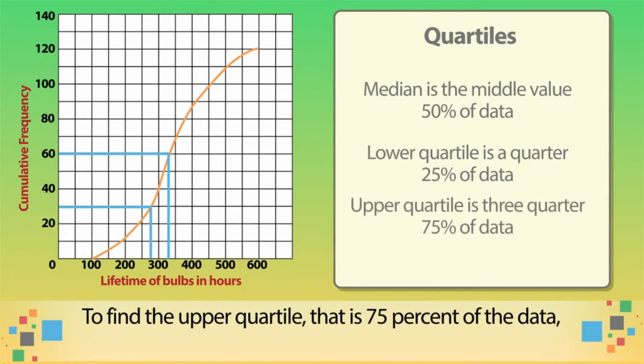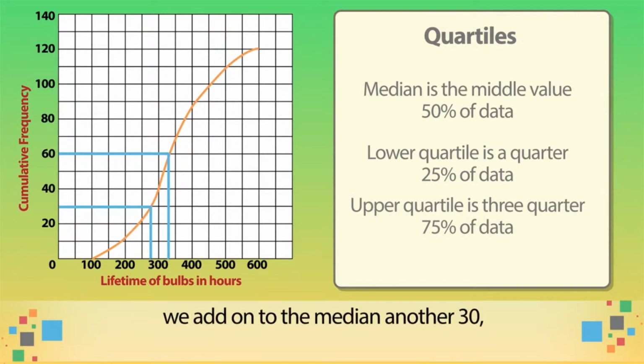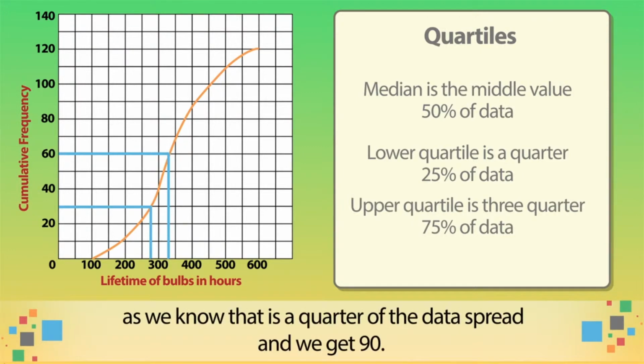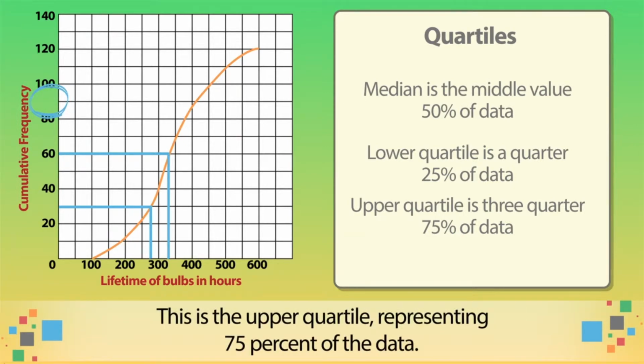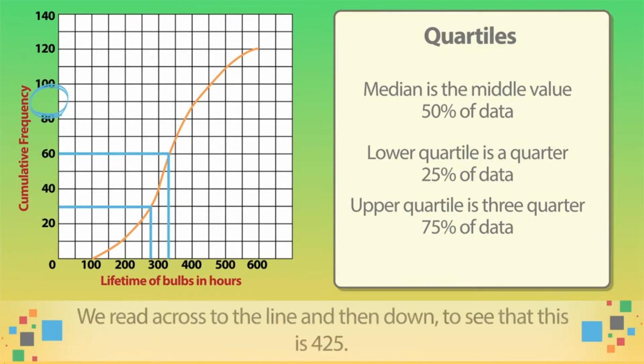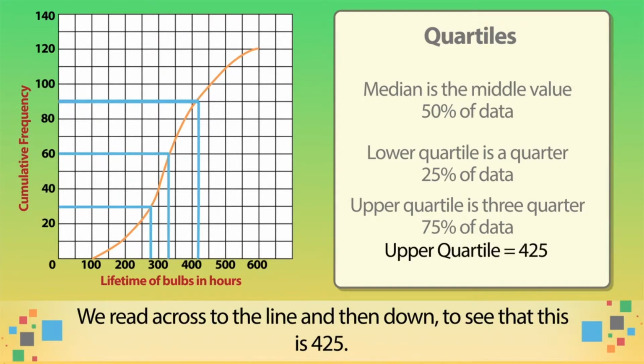To find the upper quartile, that is 75% of the data, we add onto the median another 30, as we know that is a quarter of the data spread, and we get 90. This is the upper quartile representing 75% of the data. We read across to the line and then down to see that this is 425.